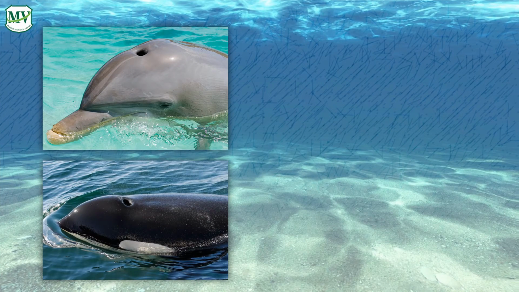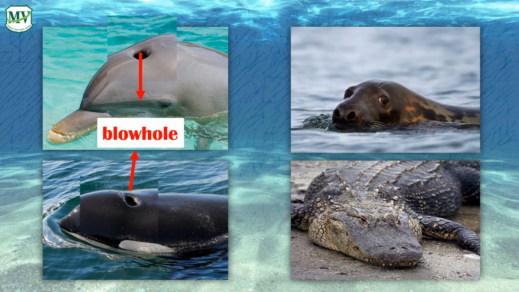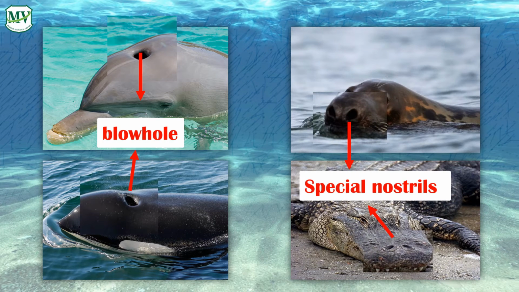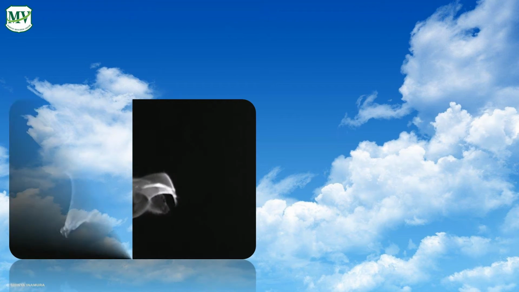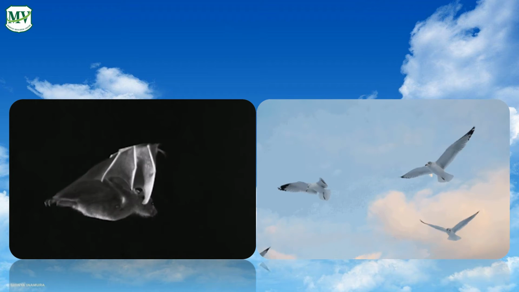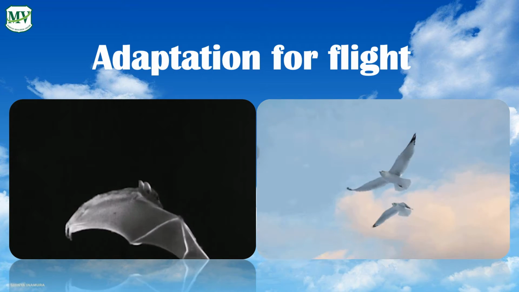Animals like dolphin and seal have both blowhole, while sea lion and crocodile have special nostrils that open when they are at the water surface and are tightly closed when they are under the water. Some animals like bats and birds are able to fly. But how are they able to do it? Let's find out the animal's adaptation for flight.